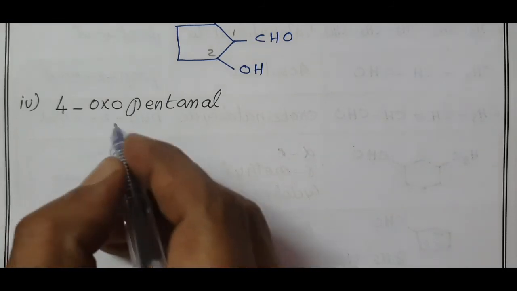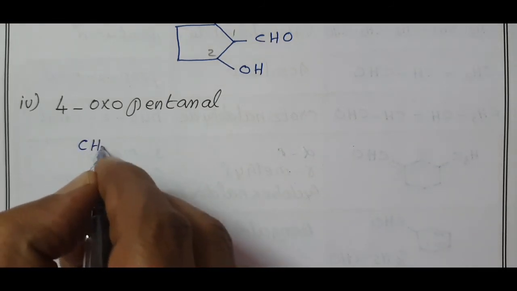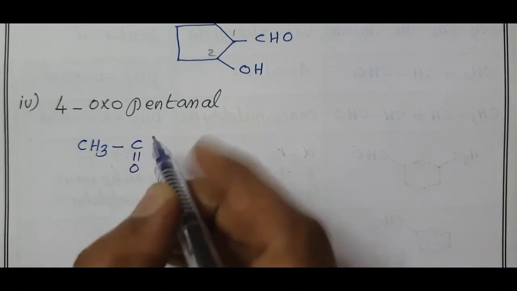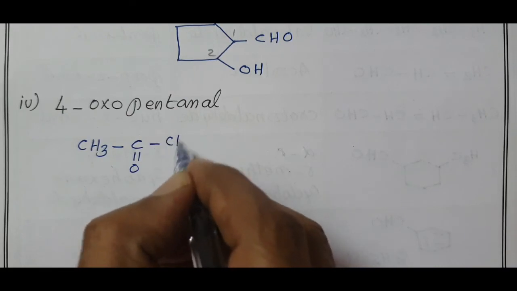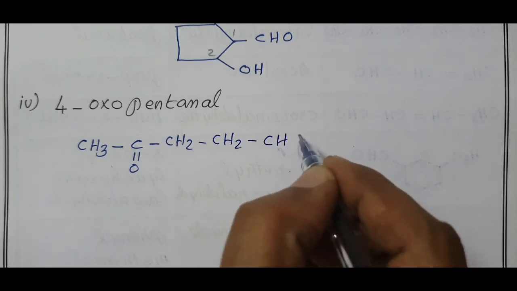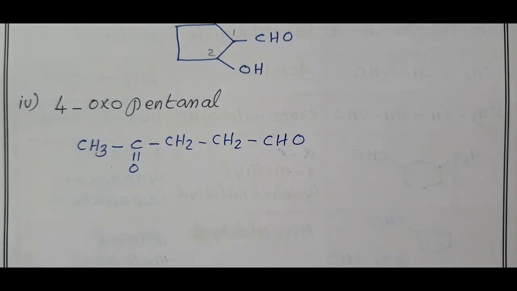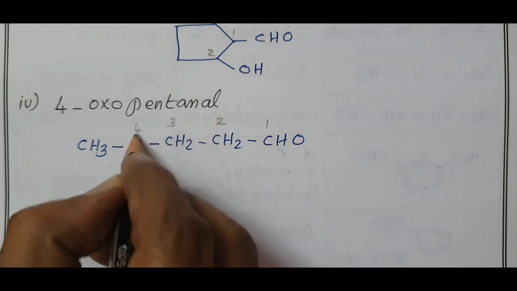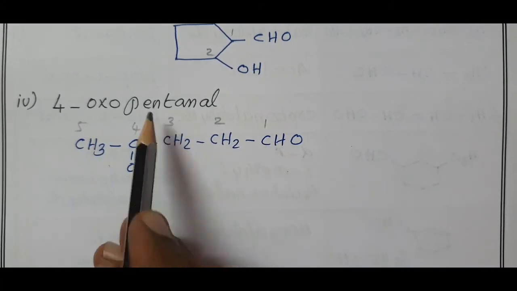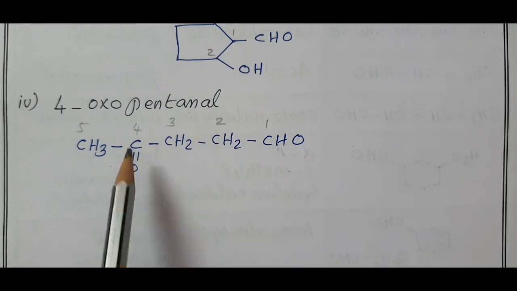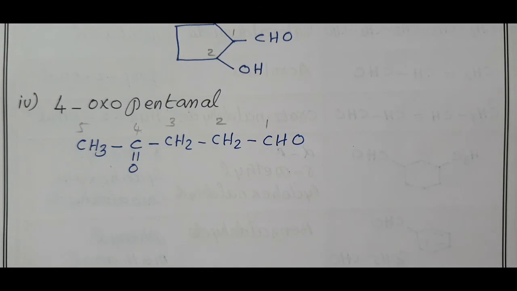Starting from the first carbon atom, CH3, the 4th carbon is C double bond O. This is the 5th carbon, then 3rd carbon, 2nd carbon, and the first carbon is the aldehydic carbon. When we give numbers 1, 2, 3, 4, 5, it is 5 carbon pent, carbon single bond, an, aldehyde al. In the 4th carbon we have oxo, 4 oxopentanal.